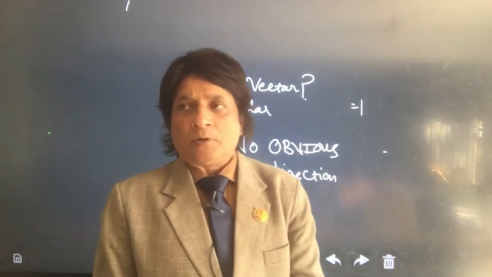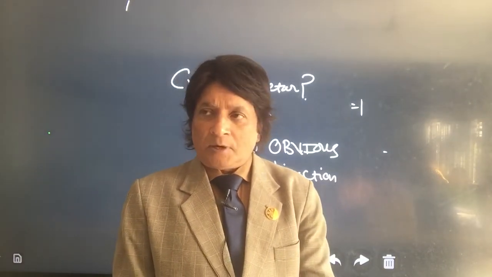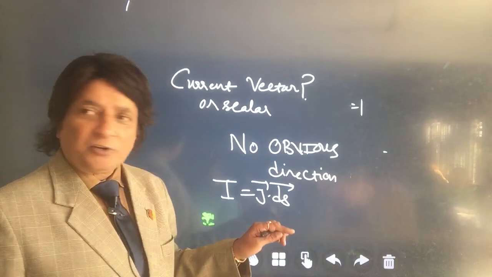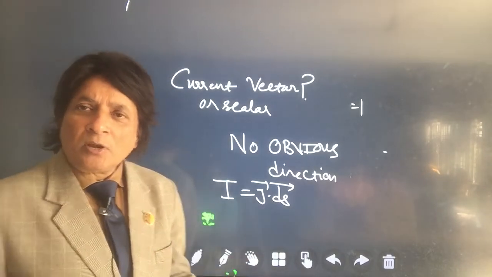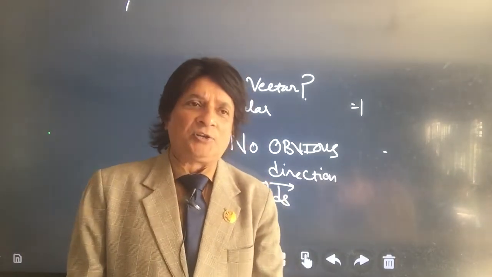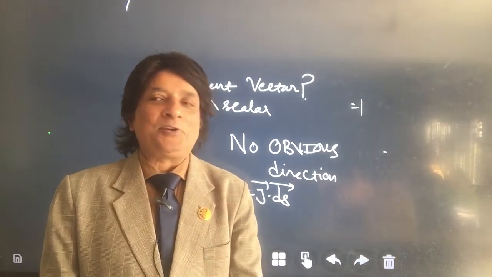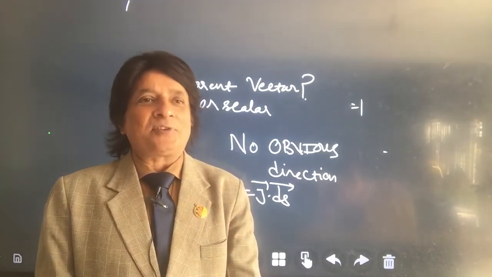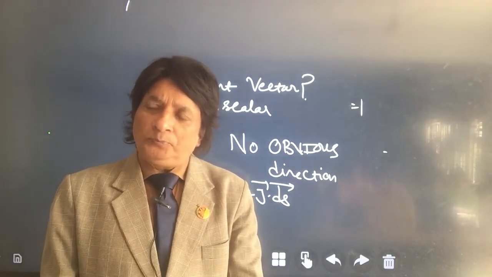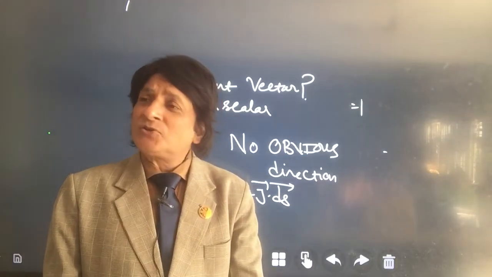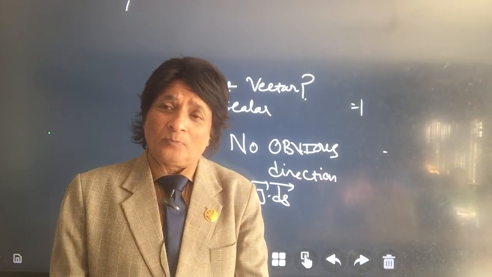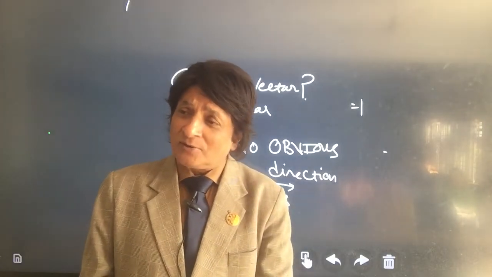Right. So coming back to the topic, current is a dot product of J dot ds. So it is a scalar quantity. It is not a vector quantity. And it's not a tensor. Tensors are, actually I'll tell you, everything is tensor.